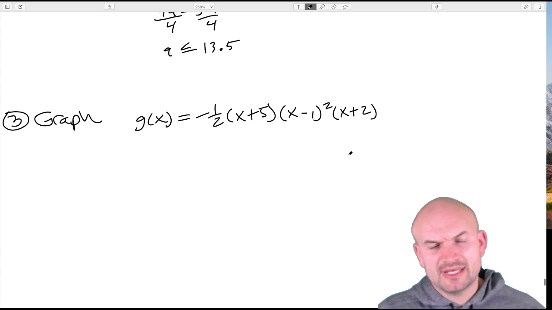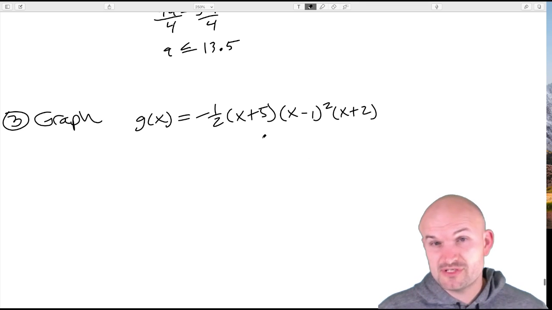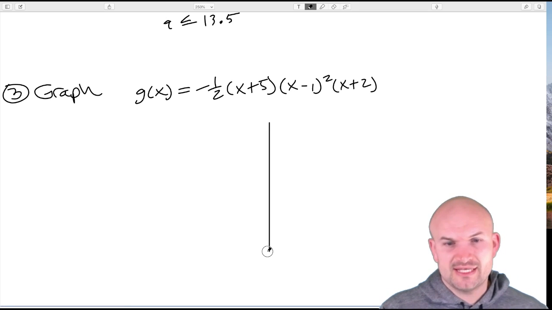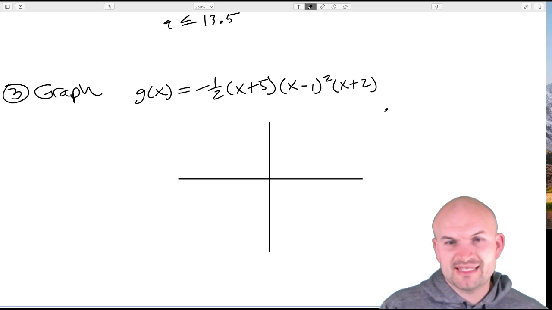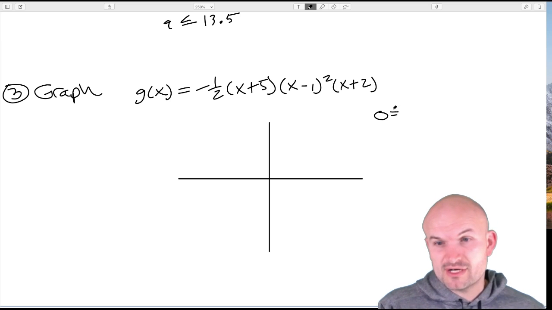So the next example is, the graph is g of x equals negative 1/2 times x plus 5 times x minus 1 squared times x plus 2. In this case, basically what we're going to do is identify the x-intercepts. Hopefully you remember that the x-intercepts are going to be when g of x is equal to 0. So I can set negative 1/2 times x plus 5.